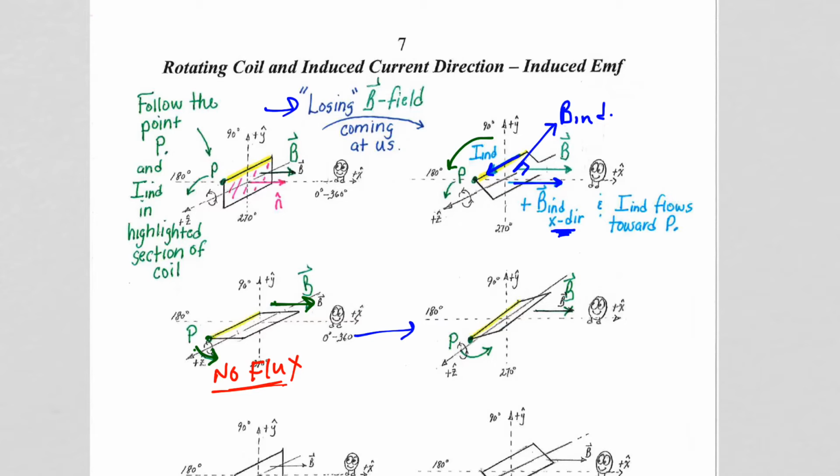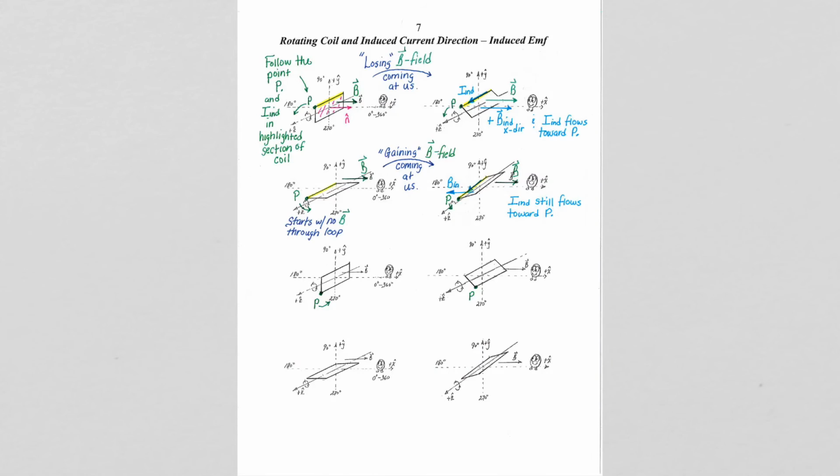So think about for a second how the current has to flow, again, either in the direction of P, towards P, or away from P, in order to fight that flux change that we're seeing coming at us. Okay, hopefully you've made your guess, and let's see what's going to happen.